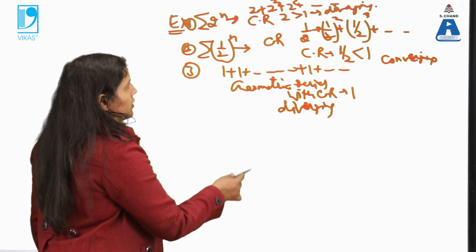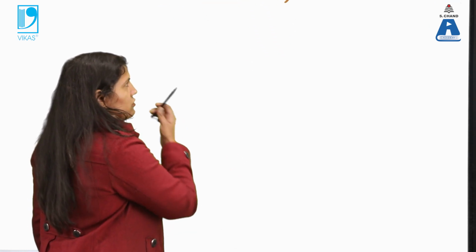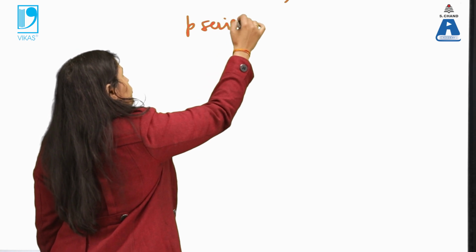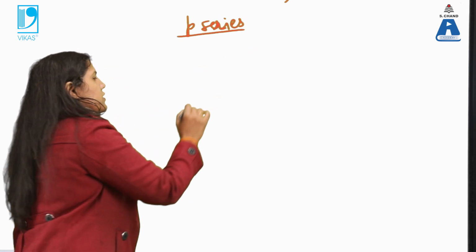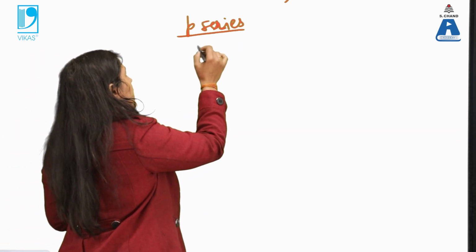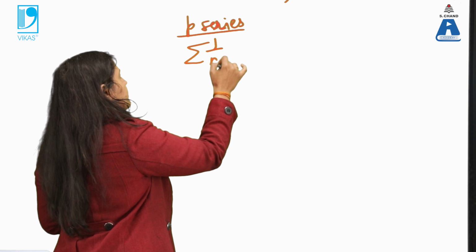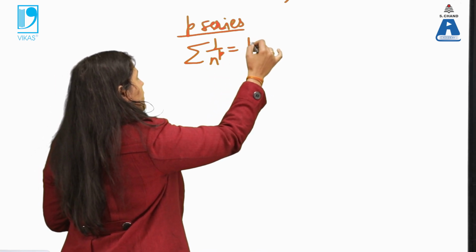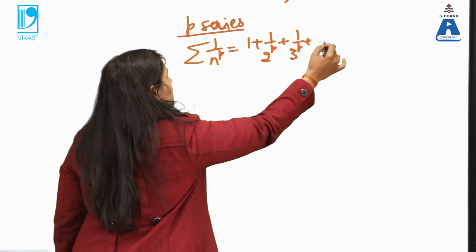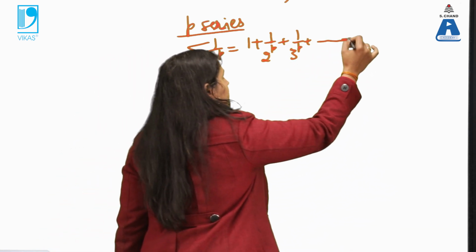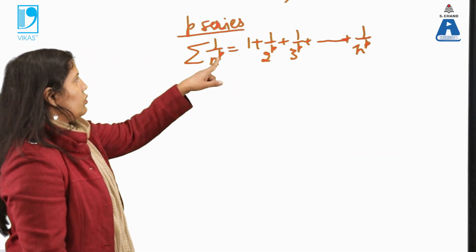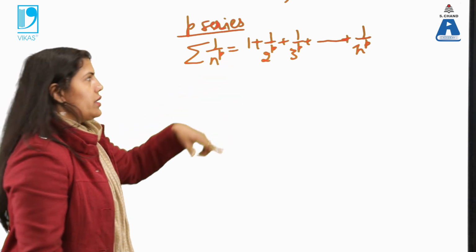Now I am taking another series, which we call the P series. The geometric series was the series in which we have a fixed common ratio. The P series looks like this. This is the form of the P series, and I write the nth term also. If you have this type of series, we call it a P series, where P is fixed and P is greater than 0.